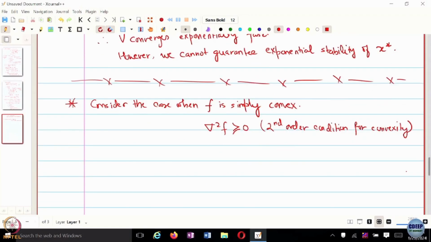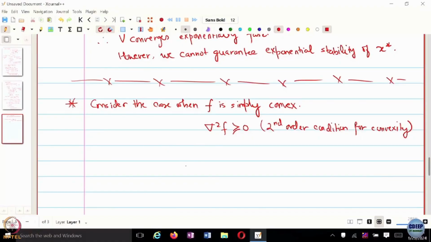Okay, so if we end up choosing the same Lyapunov function v, again in this case, first of all, the Hessian is not invertible, right? So we cannot use Newton's flow. We will have to use the usual gradient flow. So let me first write down the dynamics. Since it's not invertible, we use gradient flows. That means x dot is negative gradient of f.